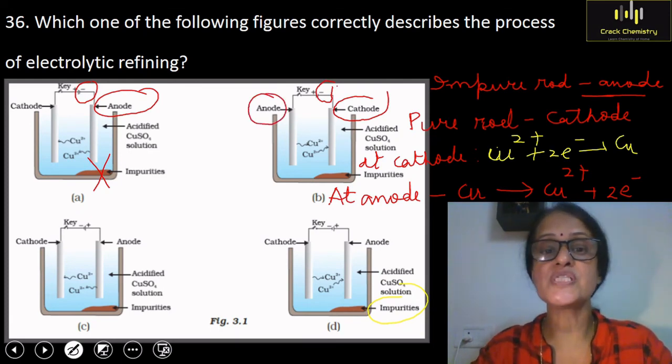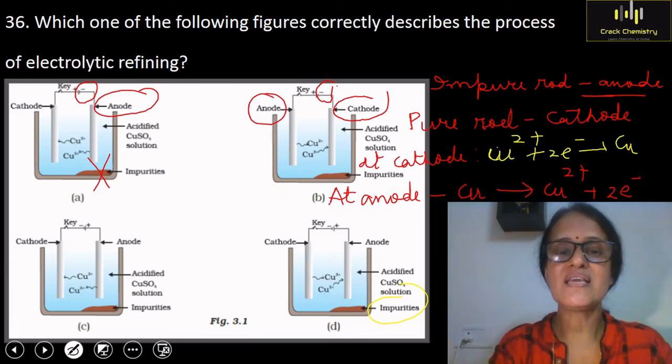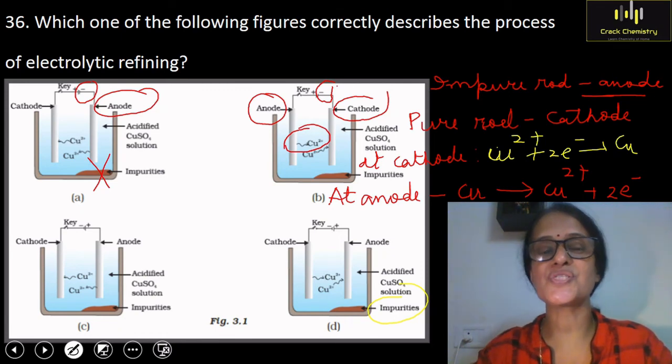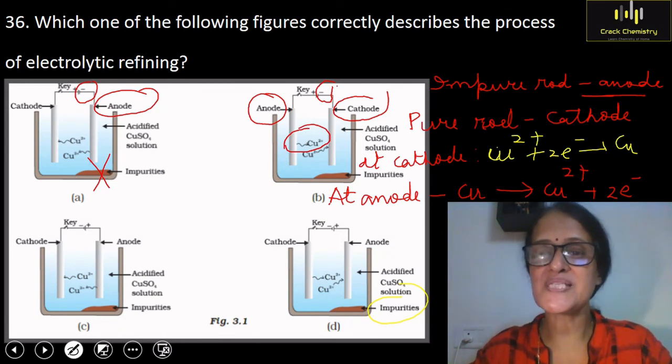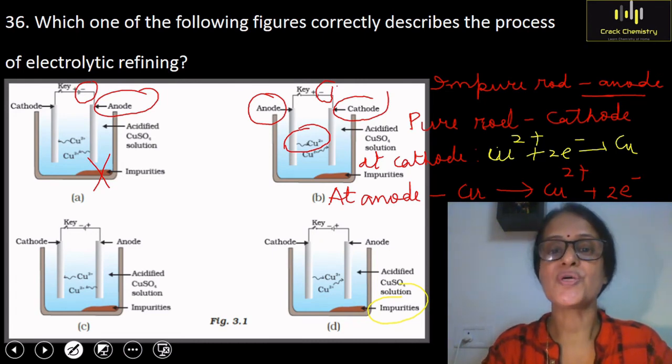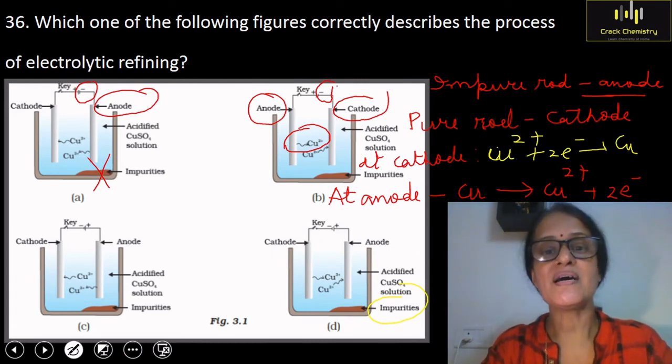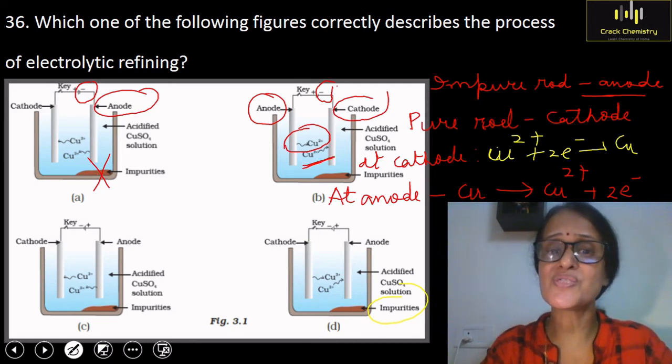Now look at the reactions which are taking place at the anode and cathode. As we have seen, at the anode oxidation takes place. Oxidation means loss of electrons. So you can see here in option B, from the anode the metal atom is continuously converting into Cu2+ ion, which means oxidation is taking place, and at the cathode what is happening? The copper ion is getting deposited at the cathode. This point is also correct here.